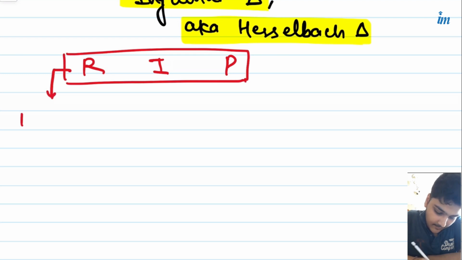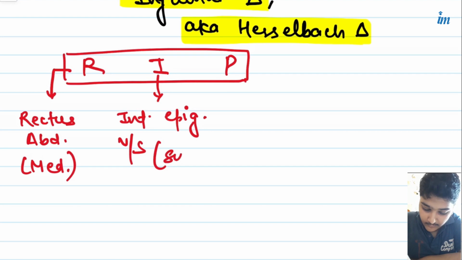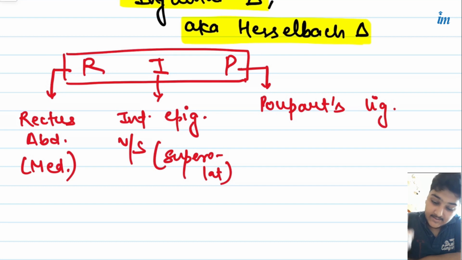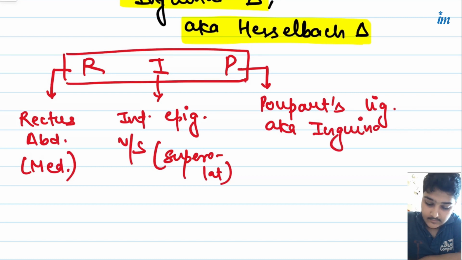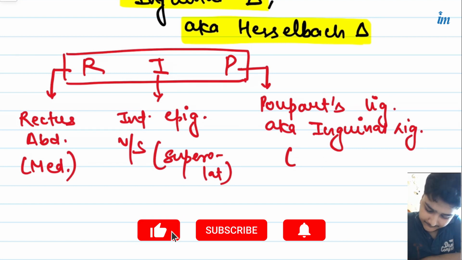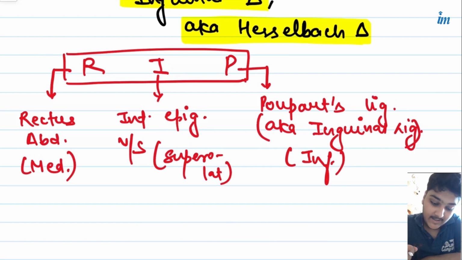We have the rectus abdominis on the medial side. We have the inferior epigastric vessels on the superolateral side, and we have Poupart's ligament, also known as the inguinal ligament, that we discussed in the previous video, as the inferior boundary. So these are the boundaries of the inguinal triangle or Hasselbalch triangle.